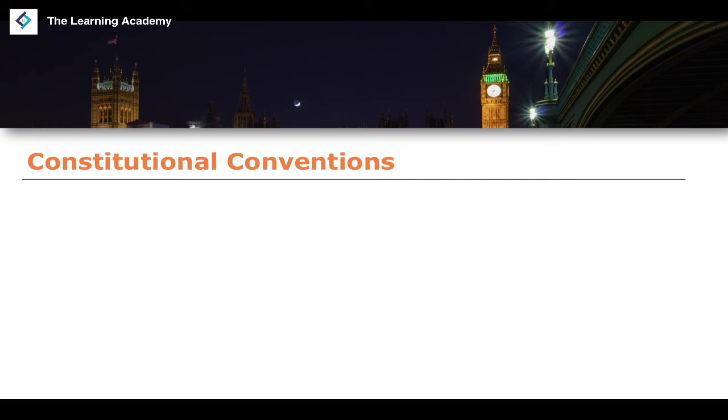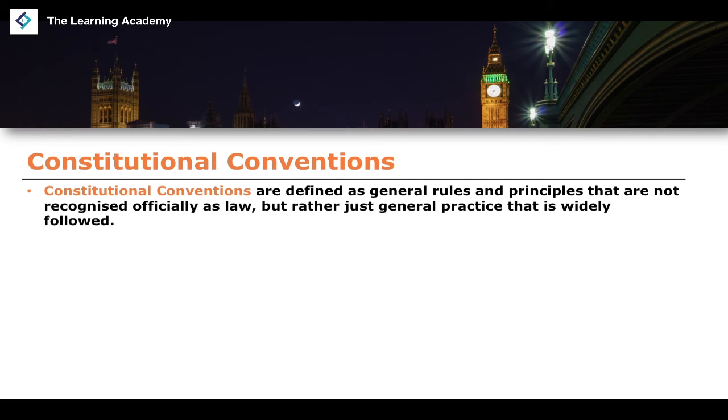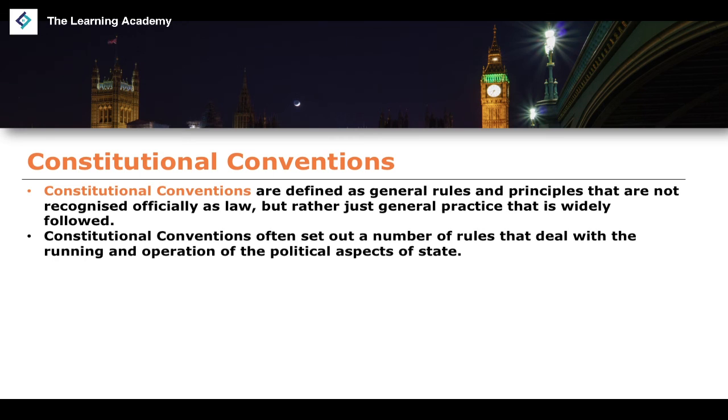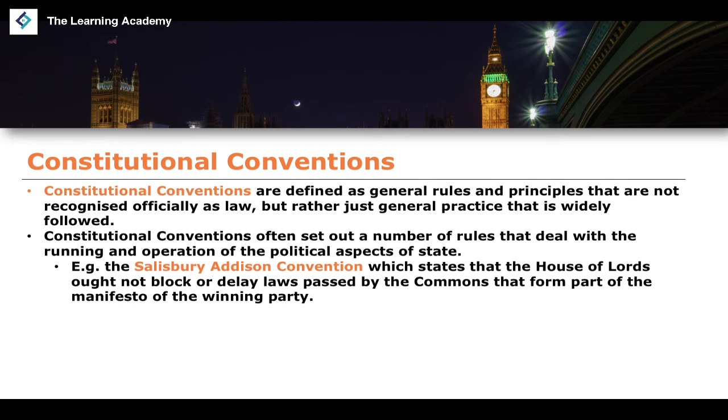The next of the sources is that of constitutional conventions. Now, constitutional conventions are general rules and principles that are not recognised officially as law, but rather are just general practice that is widely followed and accepted. So they often set out a number of rules that deal with the runnings and internal operations of different political aspects of the state. A great example of a constitutional convention is what is known as the Salisbury-Addison Convention.